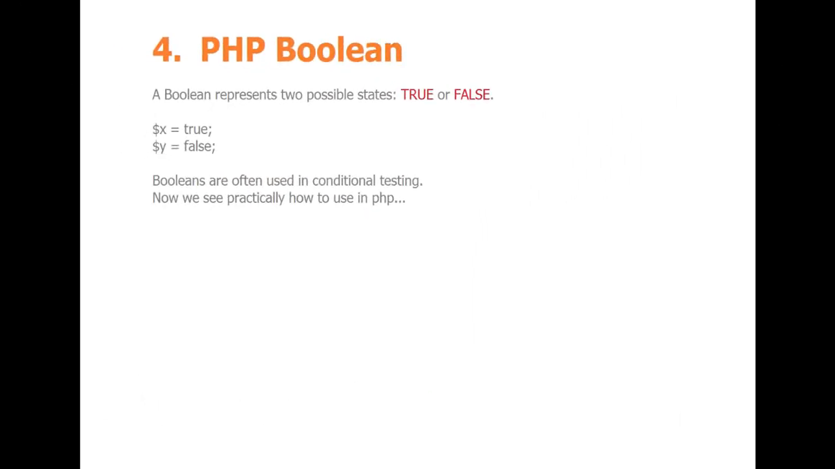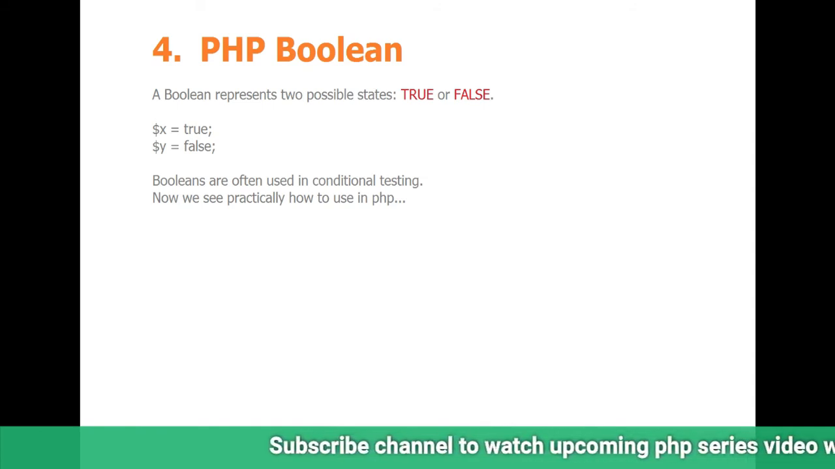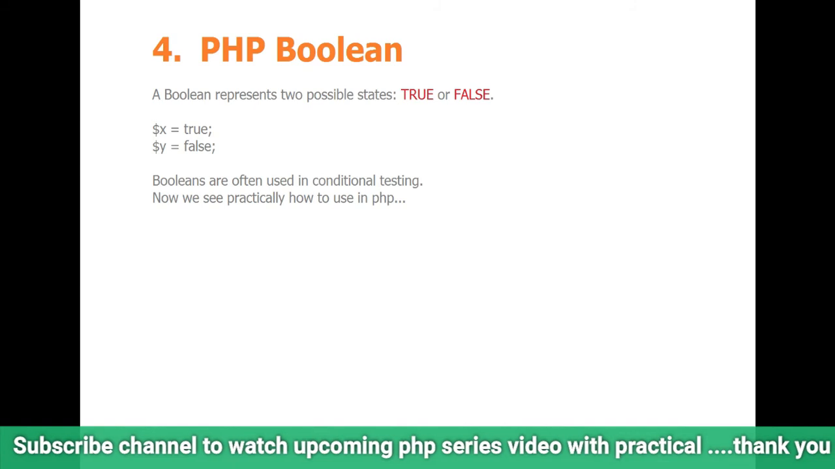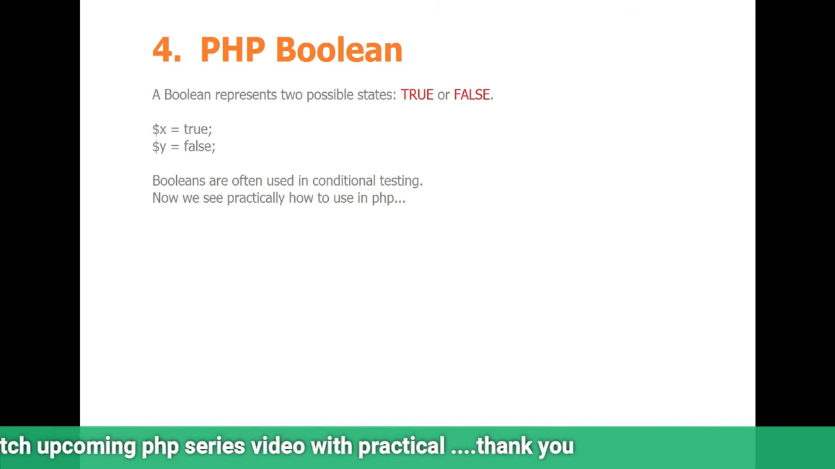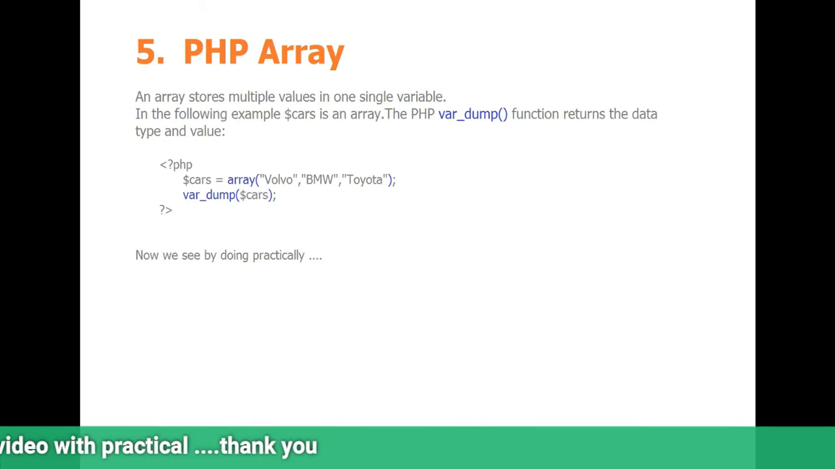Okay. Now move toward PHP Boolean. Boolean represents two possible states, true or false. It can be true or it can be false. Booleans are often used in conditional testing. Mostly it is used in the if statement, the conditional statement. We can see it practically, but it is not necessary.